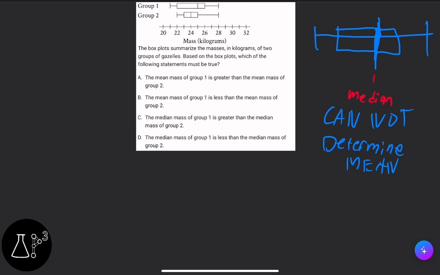So let's see the following options. The mean mass of group 1 is greater than the mean mass of group 2. Again, we cannot determine the mean. So A is wrong and B is wrong because they're both talking about mean. Let's see the medians of group 1 and 2. We can see group 1's median lands on 25 and group 2's median lands on 24. So group 1 has a higher median than group 2. The median mass of group 1 is greater than the median mass of group 2, that is C. Let's check D to make sure C is correct. The median of group 1 is less than the median of group 2. That is incorrect. So our answer is C.